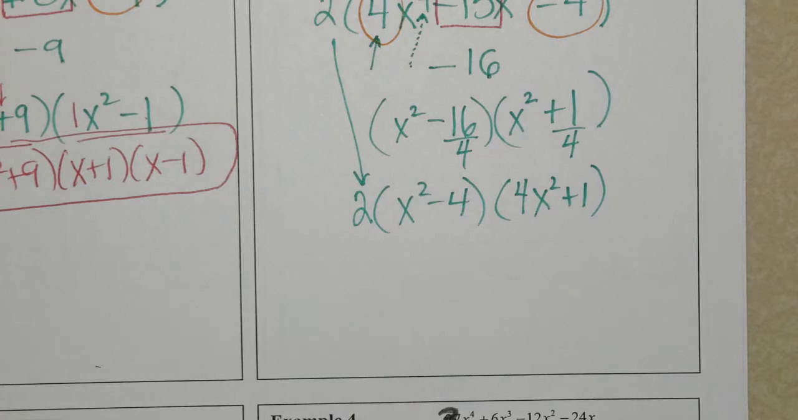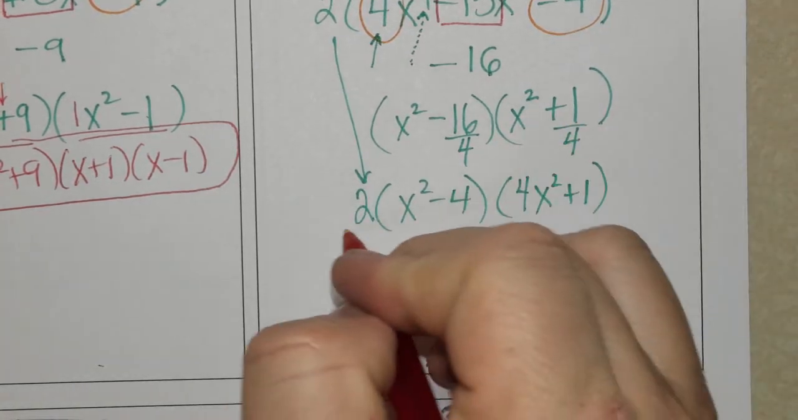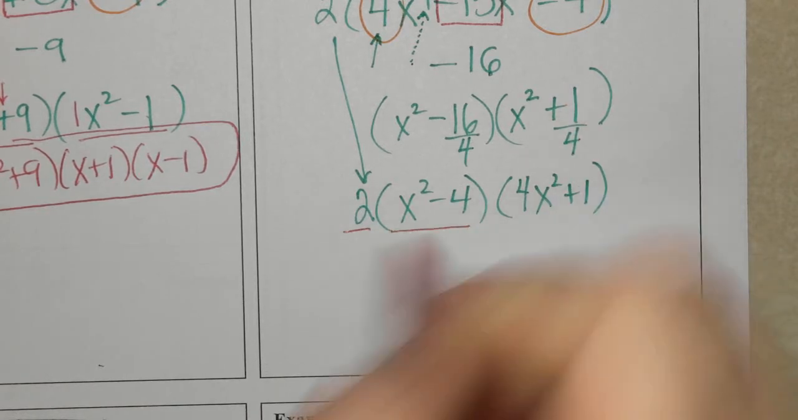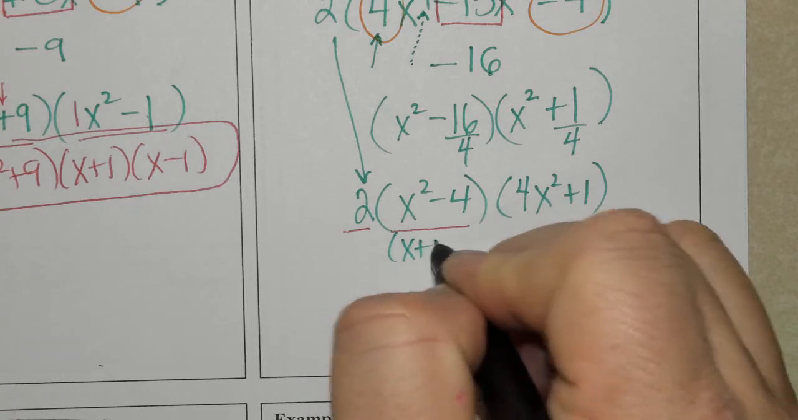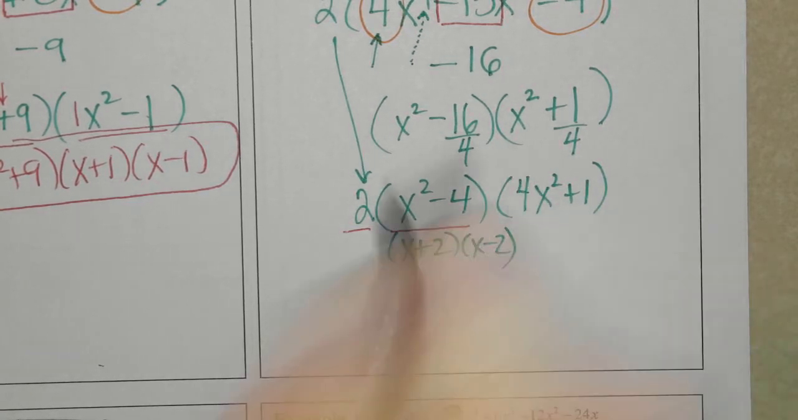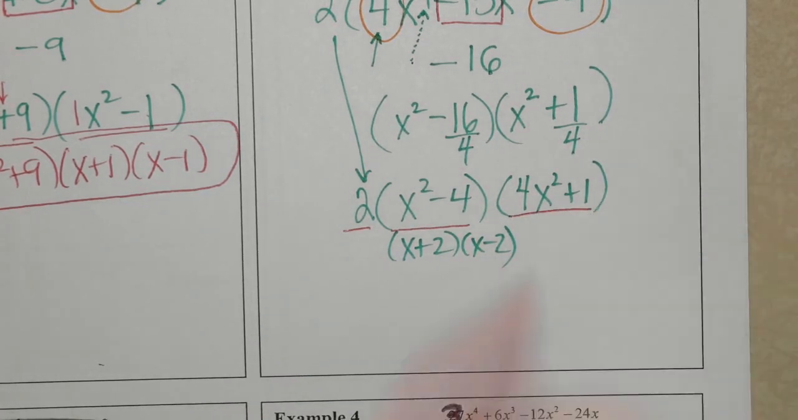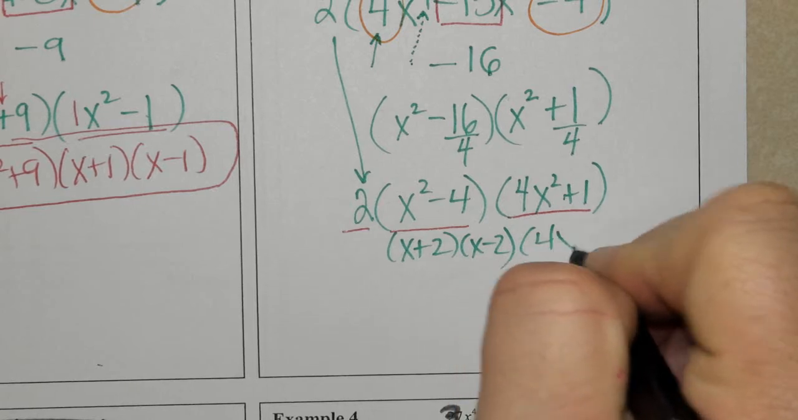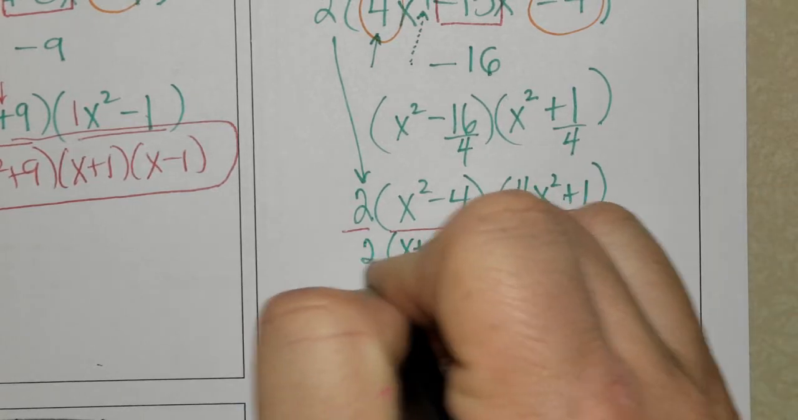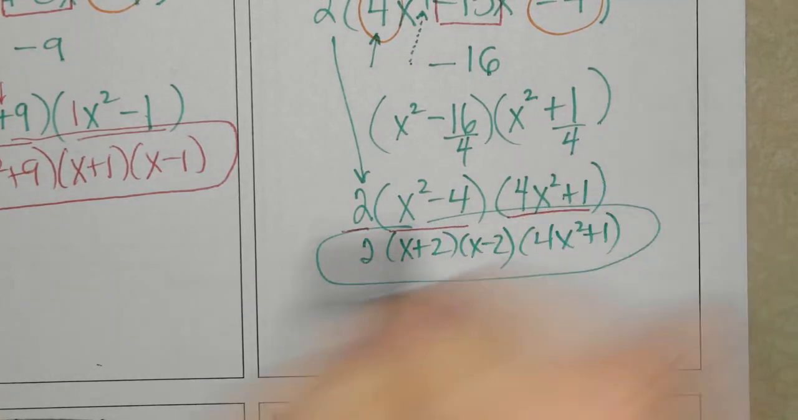Don't forget to bring down the 2 that we factored out. Now we need to analyze each group here. Good to go? Does this factor any further? It factors into x plus 2 and x minus 2. Does this factor any further? What is preventing it from going further? The addition sign. Great job. This is our final answer.